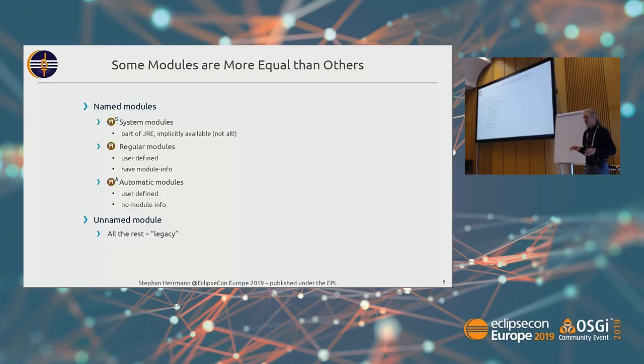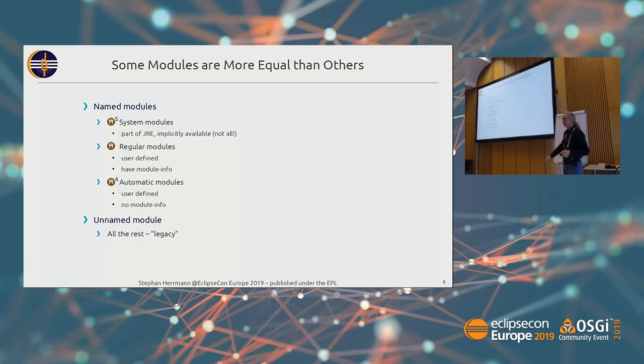The normal modules that you will hopefully develop one day are user-defined modules that have a description in this new file, module-info. But there's also a kind of user-defined module that does not have this description, and a few details will have to be inferred by the compiler or runtime, and so they are automatic modules.